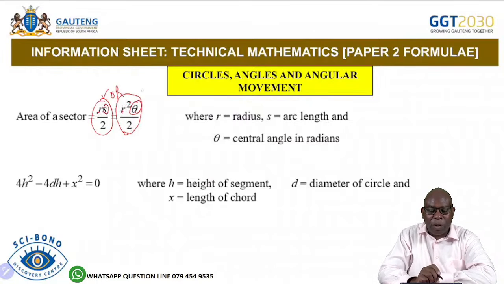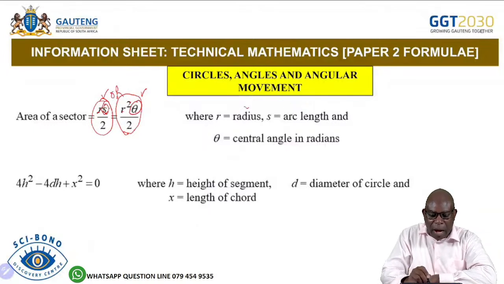So I must check on my question: am I given the angle or am I given the arc length? So now here you can see they tell you R is always the radius. If I'm given the diameter, I must change it to a radius. S is the arc length.